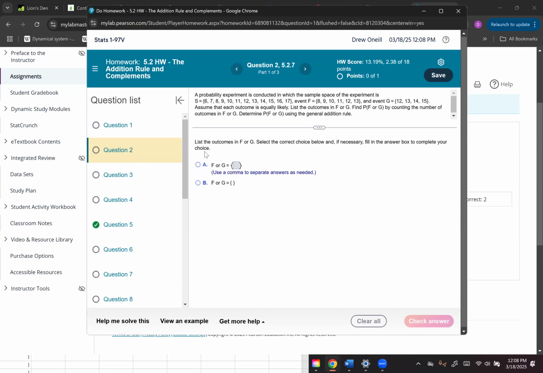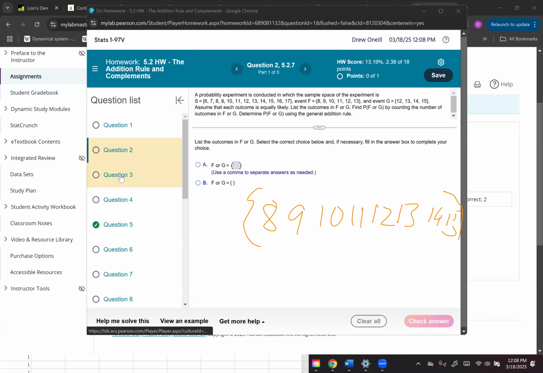Question two, list the outcomes in F and G. So what's the total outcomes here? We have 8, 9, 10, 11, 12, 13. So for this one, you just write them out. These are the outcomes for F, and G is 12, 13, 14. But we already have 12 and 13 from E, so we just need 14 and 15. And this would be the answer. Okay, that's that. Then the other part will just ask about probability of events. Okay, I think you guys can do that.